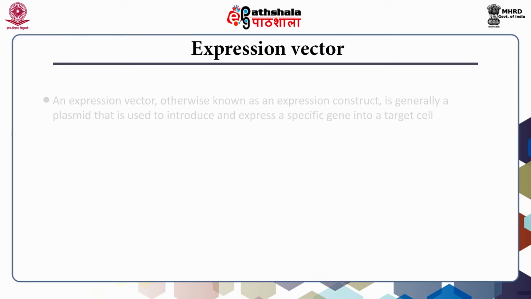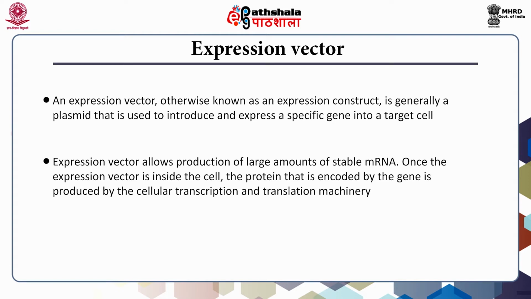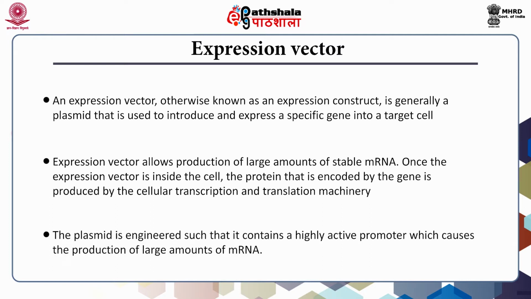Expression vector. An expression vector, otherwise known as an expression construct, is generally a plasmid that is used to introduce and express a specific gene into a target cell. An expression vector allows production of large amounts of stable mRNA. Once the expression vector is inside the cell, the protein that is encoded by the gene is produced by the cellular transcription and translation machinery. The plasmid is engineered such that it contains a highly active promoter which causes the production of large amounts of mRNA.